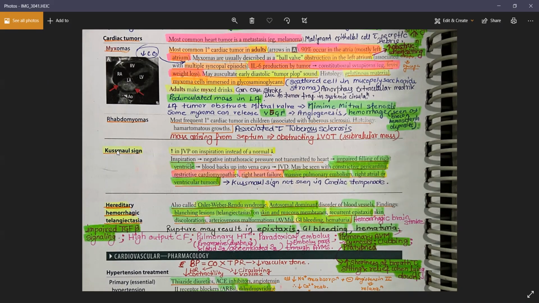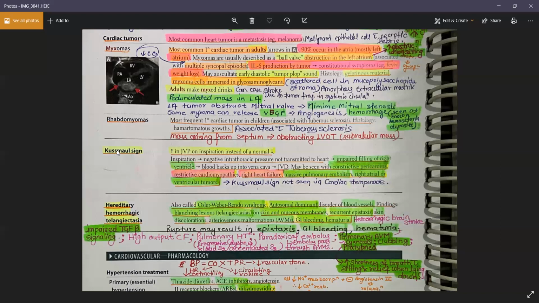But in case of Kussmaul sign, instead of a normal decrease in the jugular venous pressure, you have an increase in the pressure with the inspiration. Because of that, you will have the jugular vein distension even with the inspiration. This is known as the Kussmaul sign.